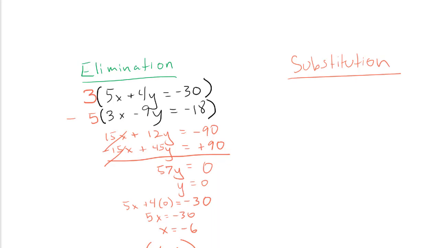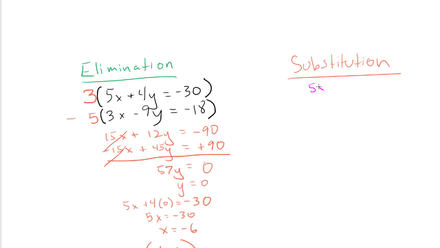Let's tackle this same system of two equations by substitution. It's a little more complicated than our previous cases because we don't have one equation solved for y or solved for a single variable. We have to do that up front. So I could take the first equation, for example, and try to solve for x. Let's say 5x plus 4y equals negative 30.